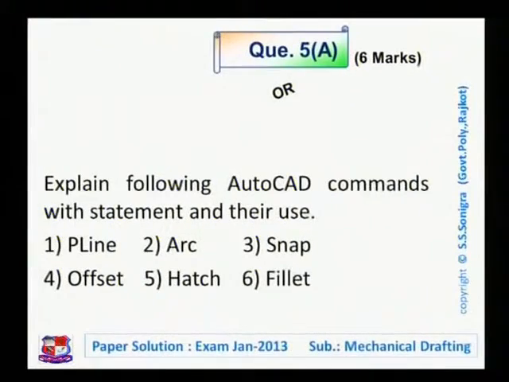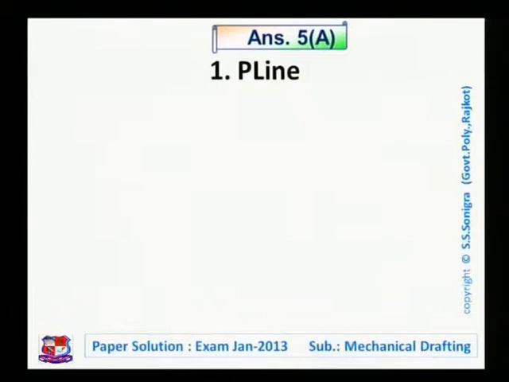The next question is question number 5a, which is asked for 5 marks in option. Explain the following AutoCAD commands with a statement on their use. We have to explain these commands with statements: P-line, arc, snap, offset, hatch and fillet. Now what's P-line?